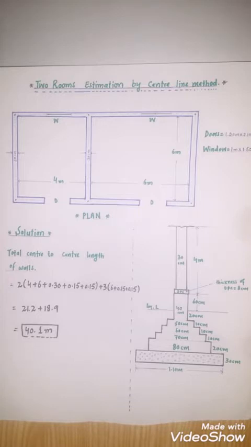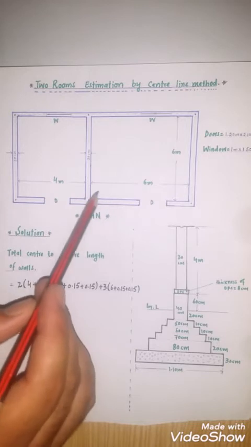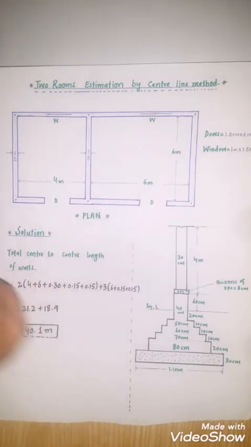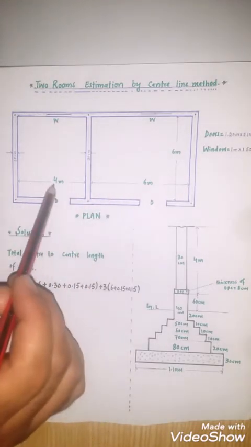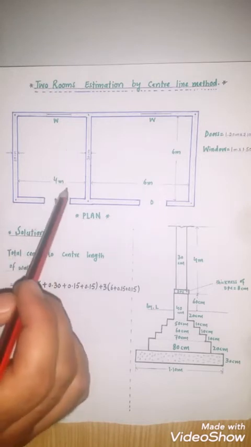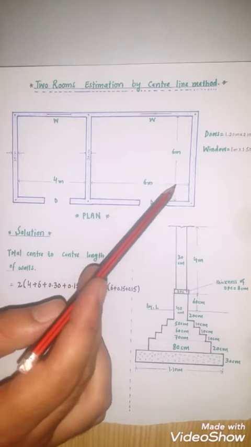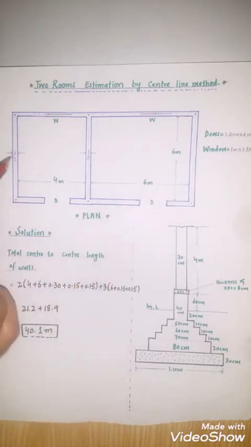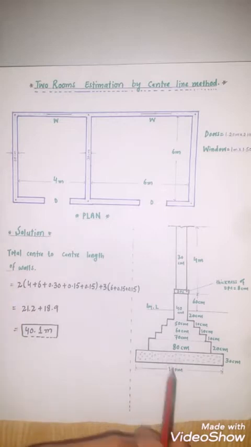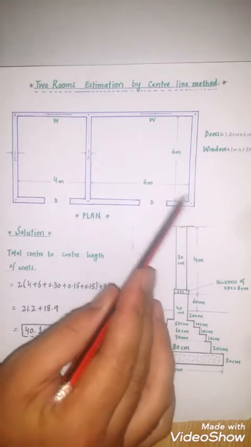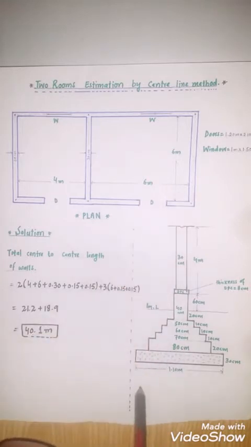Okay, now let's start my topic. This is the two-room plan. The size of one room is 4 by 6 meters and the other room is 6 by 6 meters. The thickness of all walls is 30 centimeters. And this is the cross section of the wall.